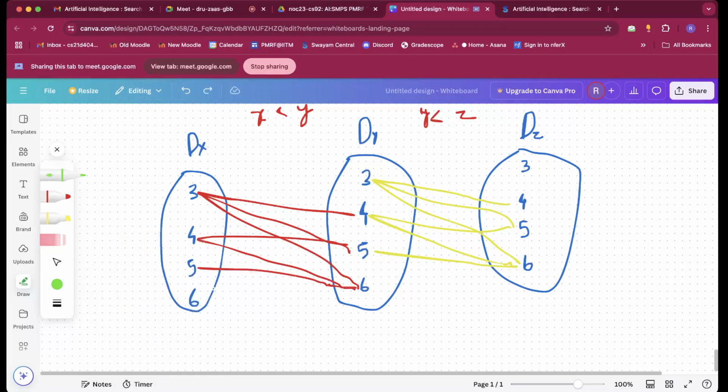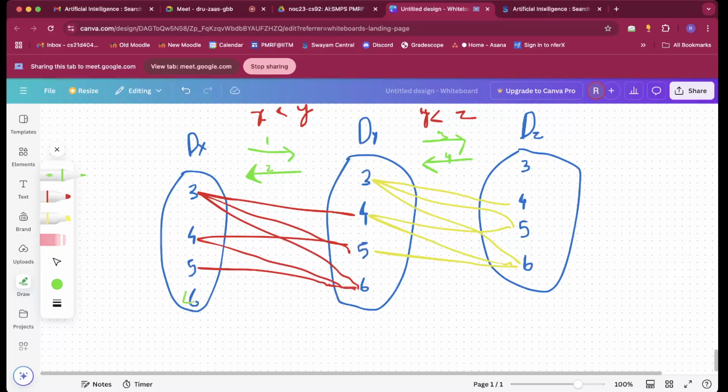First we'll move in this direction, which is from x to y. Then we'll move from y to x, then from y to z, and then from z to y. We will remove elements in that order. So let's assign that numbering: 1, 2, 3 and 4.